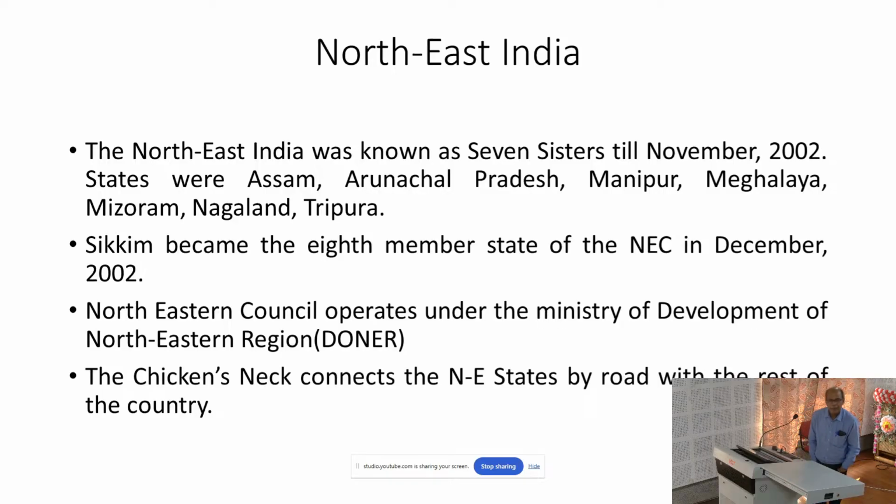Now, when you come to Northeast India, earlier it was called the Seven Sisters till 2002. Then Sikkim was added to the list. So it became the Eight Sisters now. And these Eight Sisters are managed by the DoNER Ministry, which looks after the various developmental works.